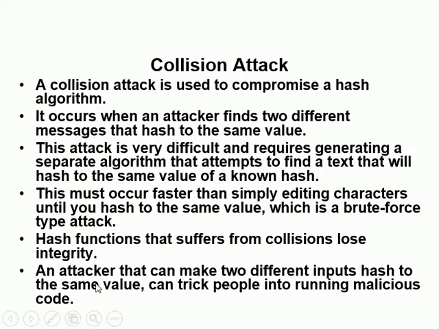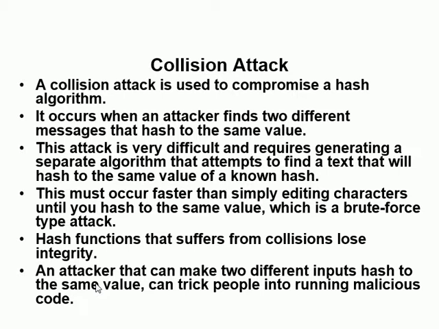So a collision attack is used to compromise a hash algorithm. So how does this happen? It's when an attacker finds two different messages that have the same hash value. So it's a very difficult attack. This is not something that's easy to do. You have to generate a separate algorithm that attempts to find a text that will hash to the same value as a known hash, and it must occur faster than simply editing characters until you hash to find the same value, which would be a brute force type of attack.